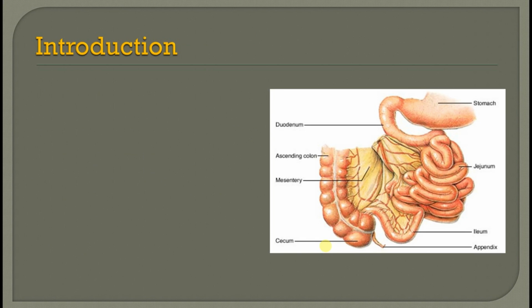Now, coming to the small intestine, the extent of the small intestine: it starts from the duodenum to the terminal part of the ileum, that is the ileocecal junction. But when we discuss the coils of intestine, it starts from the duodenojejunal flexure to the ileocecal junction, and it is the most mobile part.